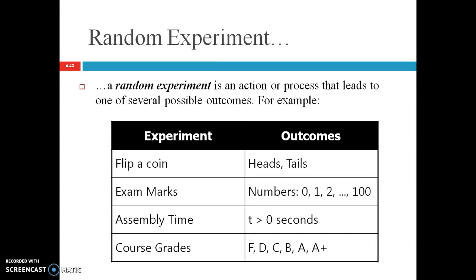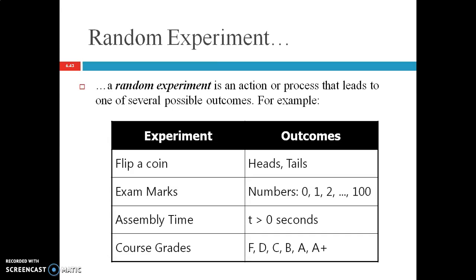Now see experiment. Experiment means, I give an example of flipping a coin. That is one experiment, flipping a single coin. Then flipping two coins is another experiment. Then rolling a die is another experiment. These are examples of some experiments.